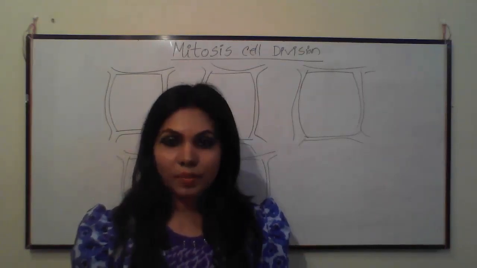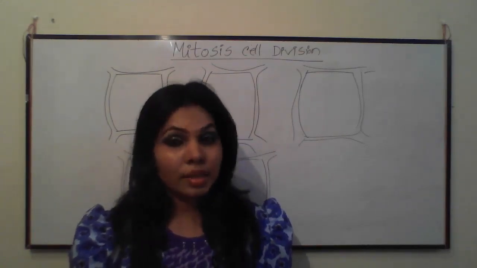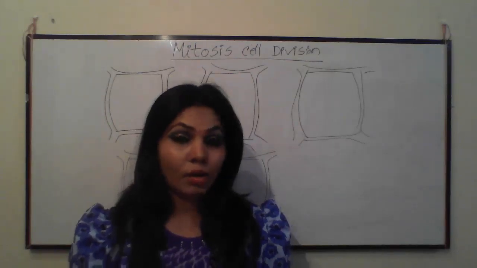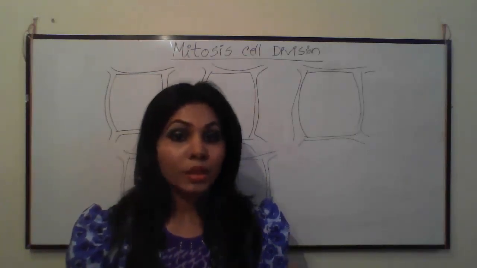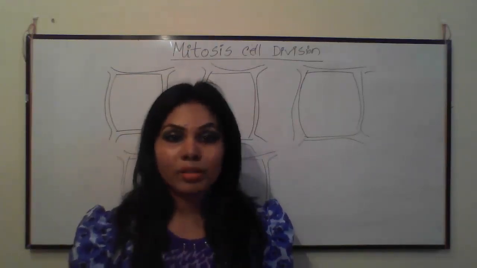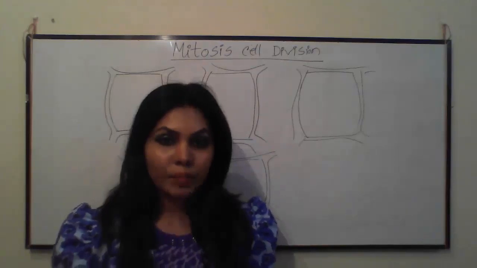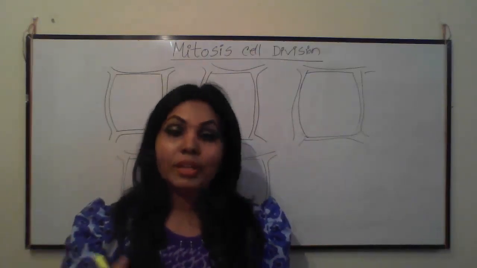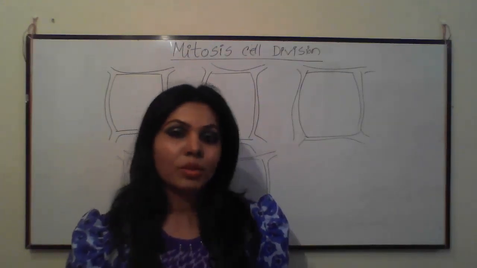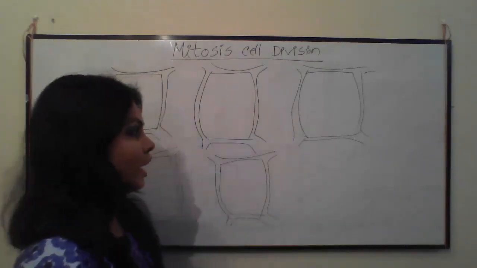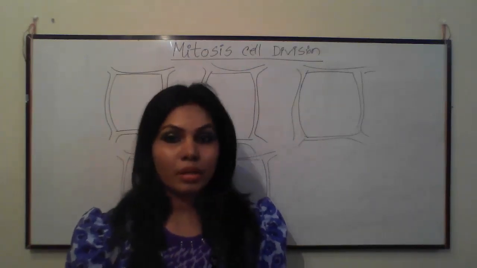What is mitosis? The process by which the nucleus and the chromosomes of a cell of a eukaryotic organism divide. Here, the nucleus of the mother cell divides only once and makes two daughter cells. The question that arises is where it occurs. It occurs in the somatic cells of all eukaryotic organisms, so it may be in a plant cell or in an animal cell.